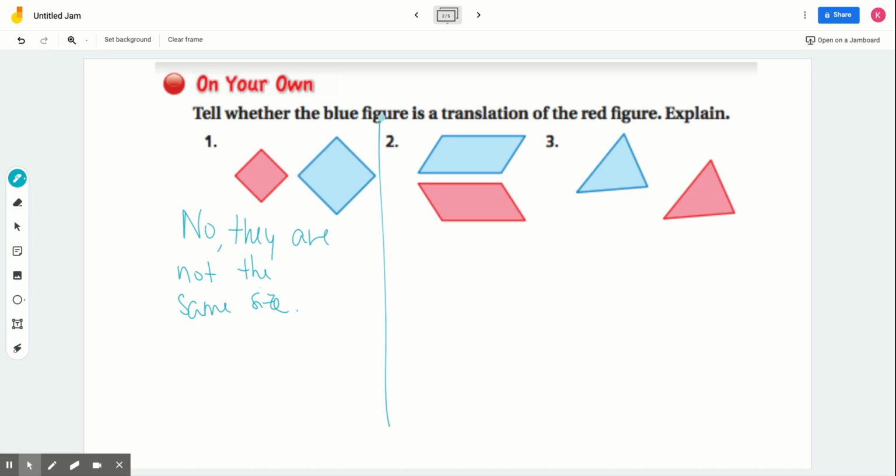On number 2, we are moving the red figure up. If we slide the red figure, is it going to match the blue figure? And the answer here would be no. The blue figure is a reflection of the red figure.